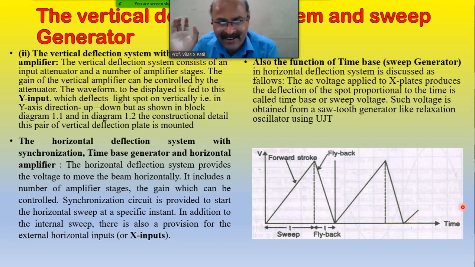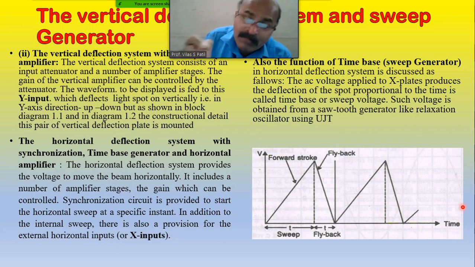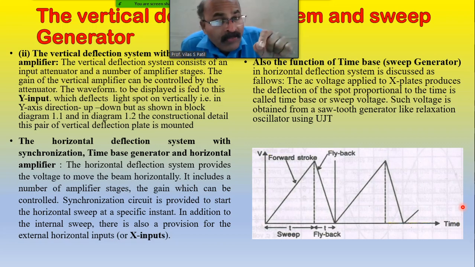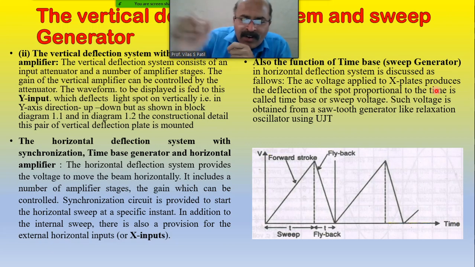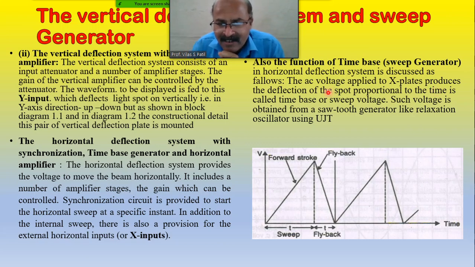And the most beautiful application of the UJT is the UJT as a sweep generator, or UJT as a relaxation oscillator, which is one of the best applications. The output of the UJT is connected to the X plate, and the X plate acts as a sweep generator or relaxation oscillator. Just go to the slide here. The AC voltage is applied to the X plate, that is the output of the trigger circuit, the output of the relaxation oscillator or sweep generator. Here the AC voltage applied to the X plate produces the deflection of the spot proportional to time.